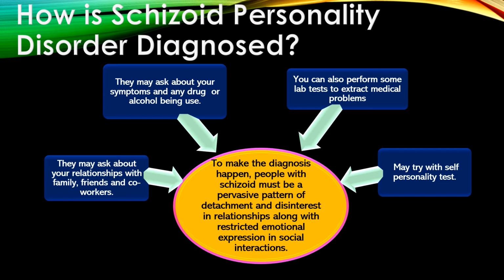To make the diagnosis, people with schizoid personality disorder must show a pervasive pattern of detachment and disinterest in relationships, along with restricted emotional expression in social interaction. Basically, the therapist or doctor may ask about your relationships with family, friends, and co-workers. They may also ask about your symptoms and any drug or alcohol use. You may also have some lab tests to rule out medical problems. And finally, you may also try self-personality tests.